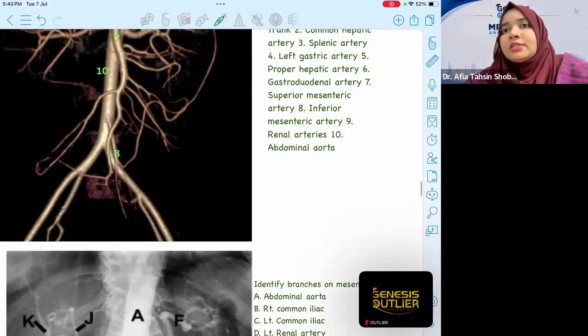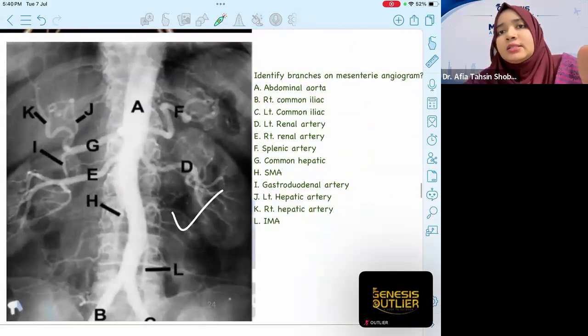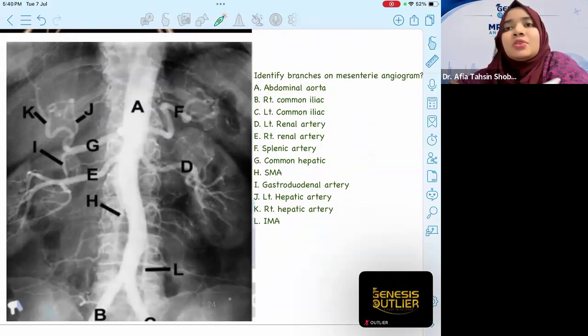Now come to this image. I have shown you this image for this one. This is an exam image. So what is it? It is a conventional mesenteric angiogram. Just say mesenteric angiogram, no need to say conventional. I am just telling for understanding.